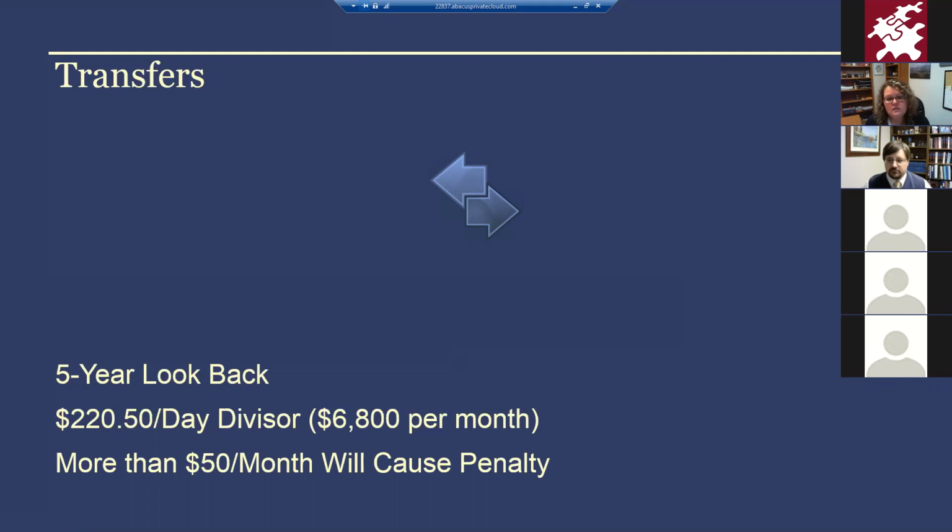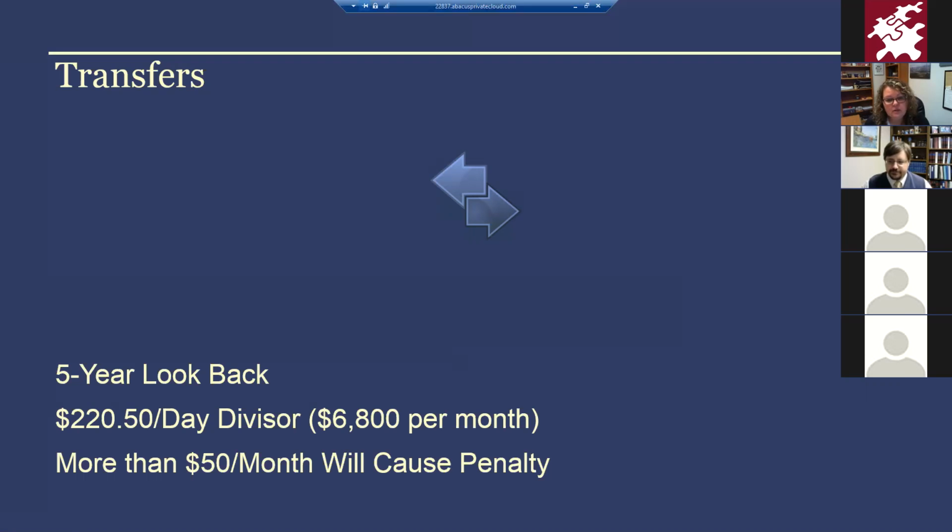Currently, that is figured by totaling up all of the gifts in the last 5 years and dividing it by $220.50 a day to determine the number of days of ineligibility, or that comes out to about $6,800 for 1 month of ineligibility.